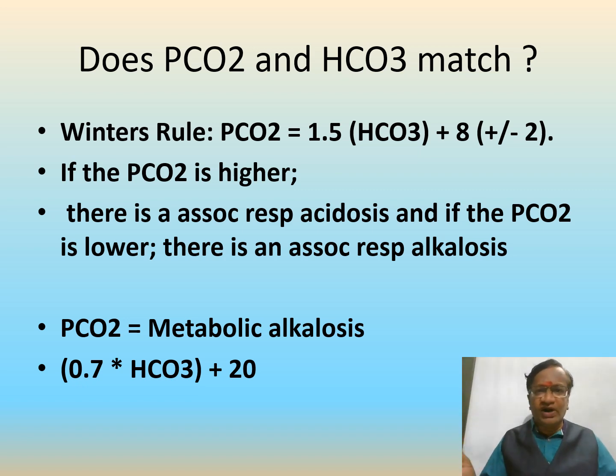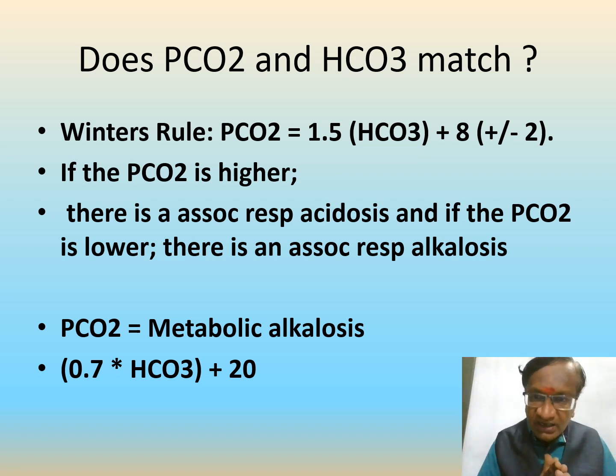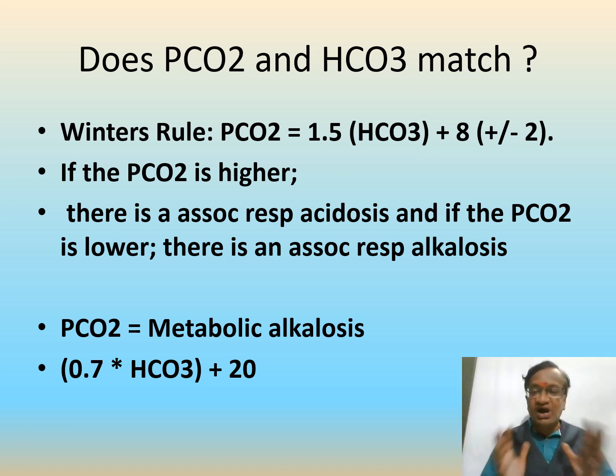Now we have already told what Winter's formula is. Now we have a metabolic acidosis. Bicarb is low. For that, what is the respiratory compensation? Metabolic acidosis, respiratory alkalosis. The PCO2 is washed out. If the PCO2 is higher than expected, then there is an associated respiratory acidosis also. How to find out? Expected PCO2 is 1.5 into bicarb plus 8. If it is more than that, then there is an associated respiratory acidosis.